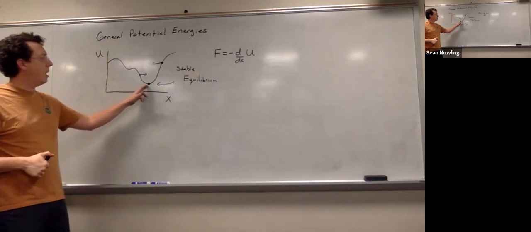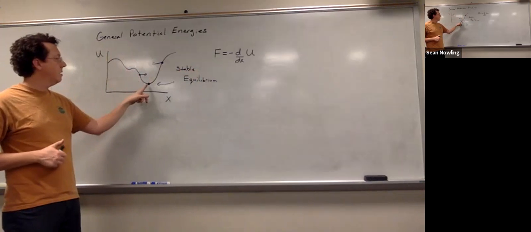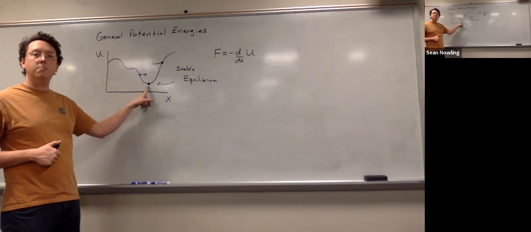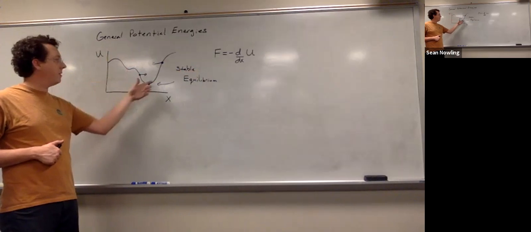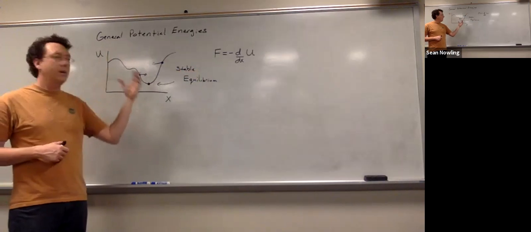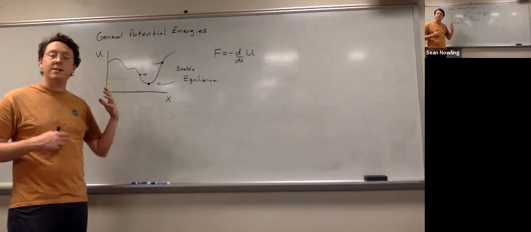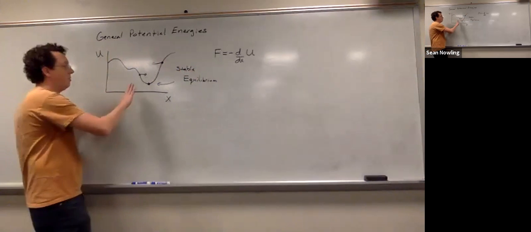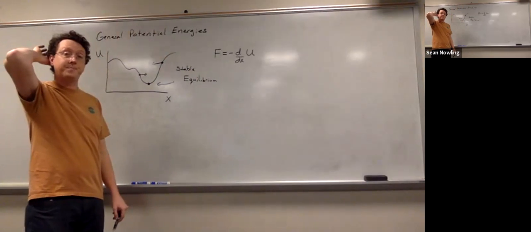If you put an object here, I don't know what this curve really represents, but if you put something here at the minimum, if it goes to the right, it gets pushed back. If it goes to the left, it gets pushed forward. And if it's placed right at the minimum, it stays still. That is a stable equilibrium. Meaning if you perturb it a little bit, the particle doesn't wander off somewhere else.